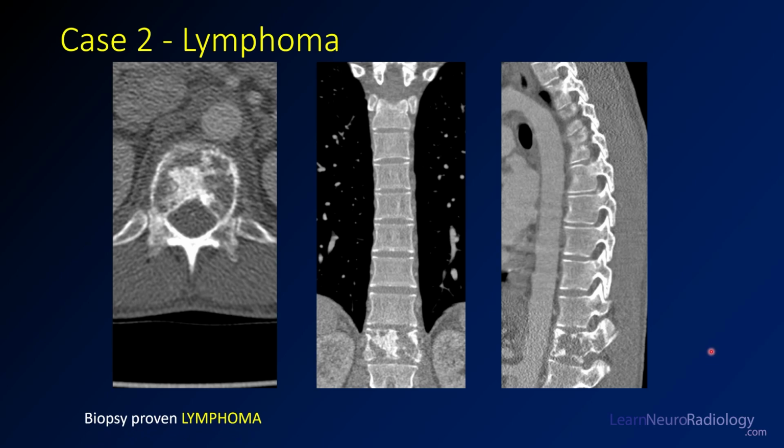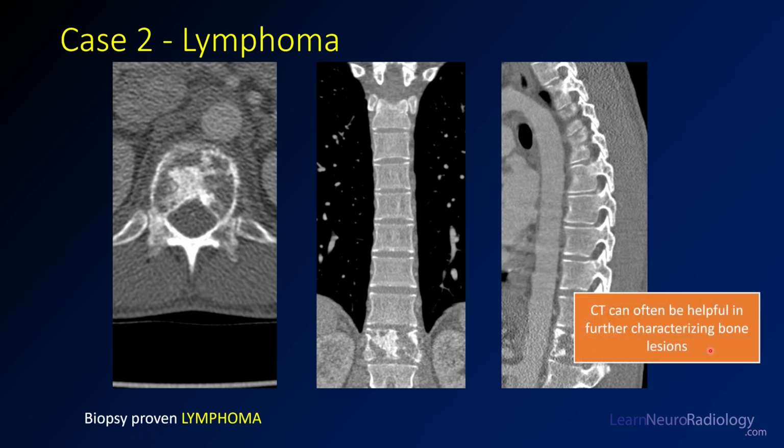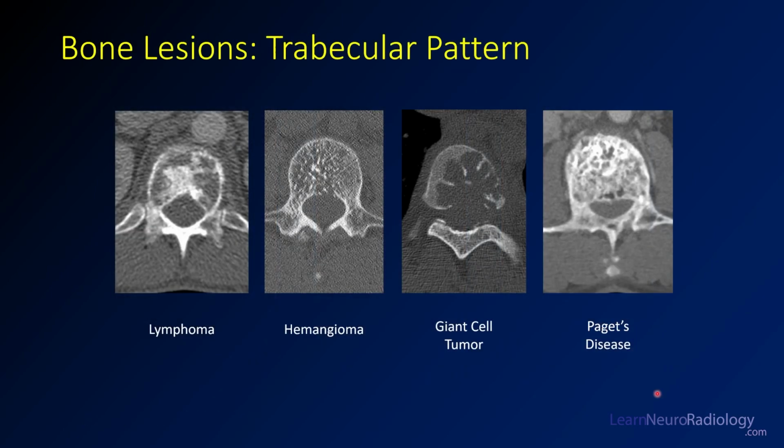This was biopsy proven to be lymphoma. So as I said before, CT can really be helpful in further characterizing these bone lesions. So anytime you see a bone lesion, think about following up with a CT.